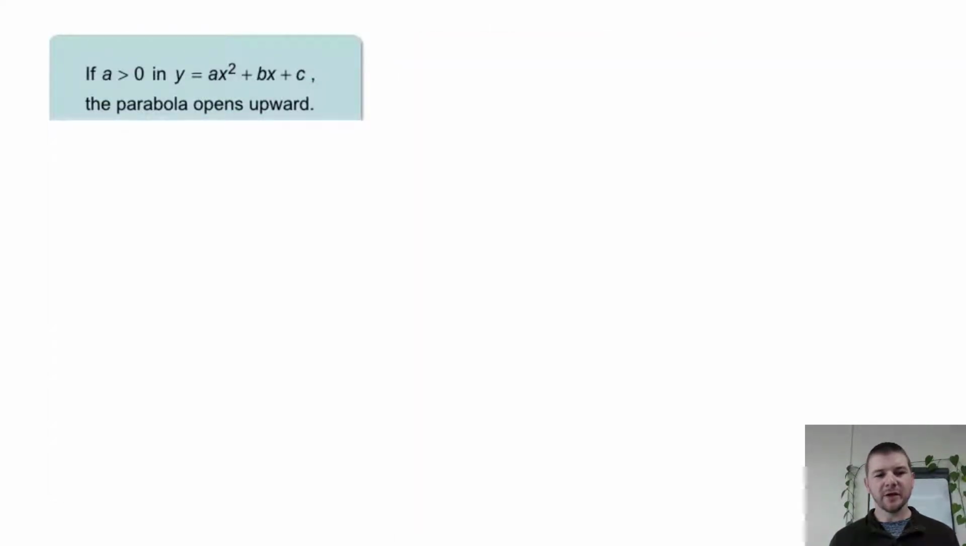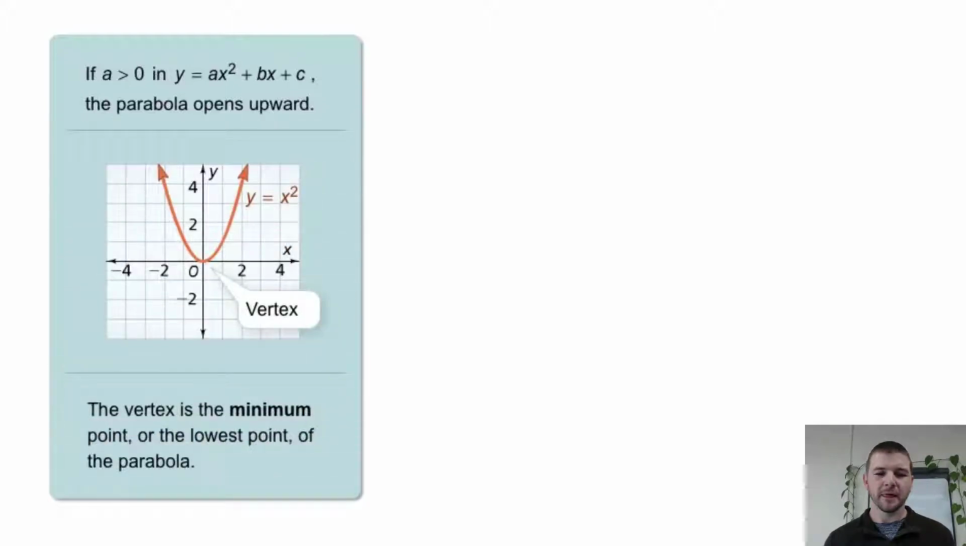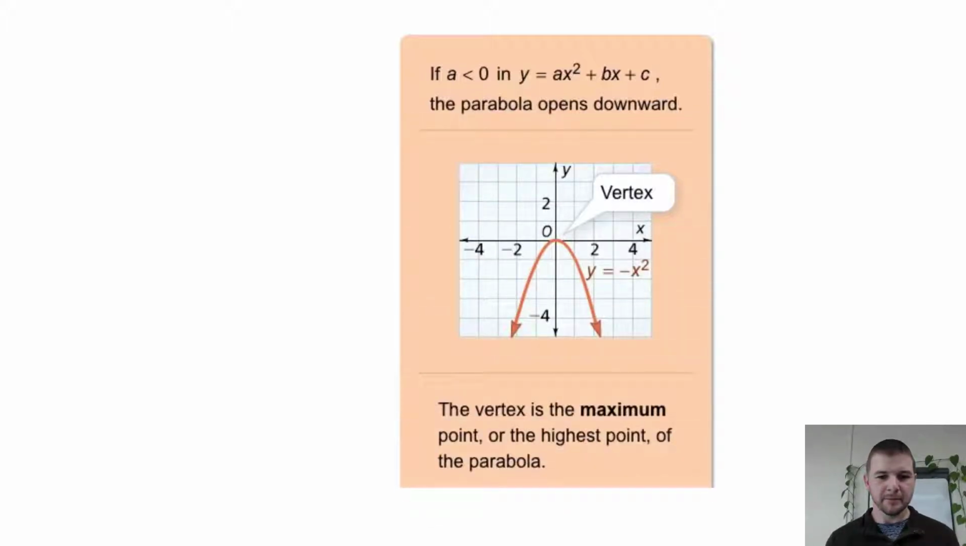Notice, if a is greater than 0 in the equation y equals ax squared plus bx plus c, the parabola opens upward, as shown here. The vertex of such a parabola is the minimum point, or the lowest point, of the parabola. On the other hand, if a is less than 0 in the equation y equals ax squared plus bx plus c, the parabola opens downward, as shown here. In this case, the vertex is the maximum point, or the highest point, of the parabola.